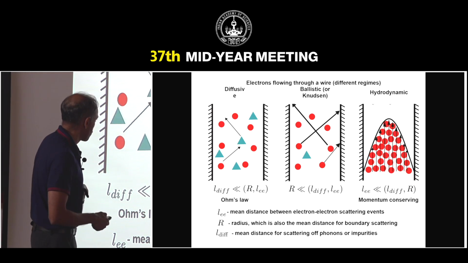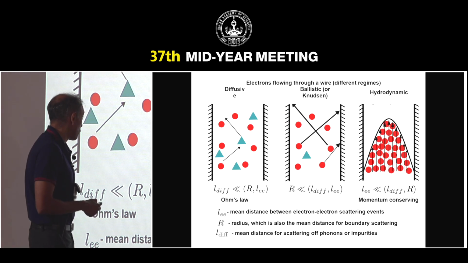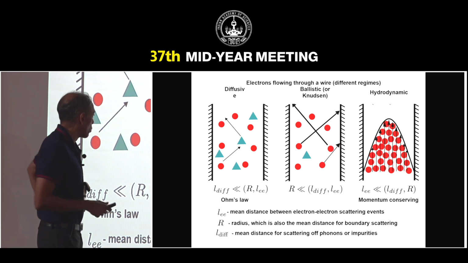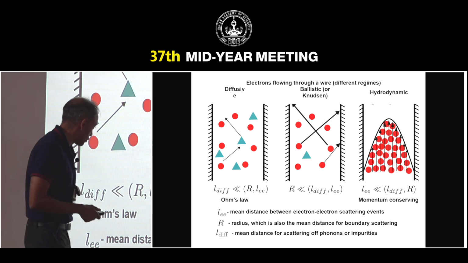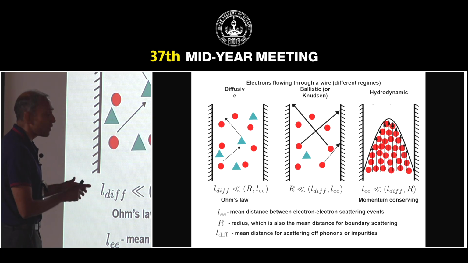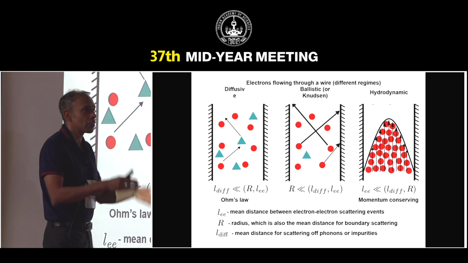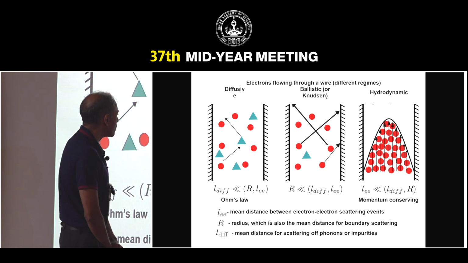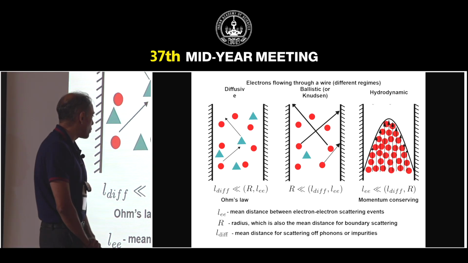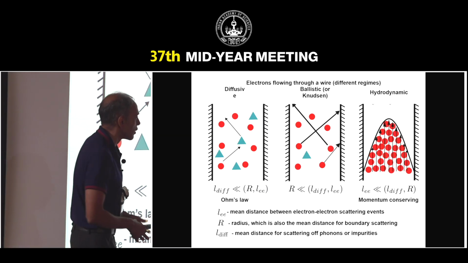Now, you can also have a situation, which I'm not really going to be talking about, in which the electrons flowing through the wire are mainly bouncing off irregularities in the walls of the wire, something that's called ballistic or Knudsen flow. The operative length scale in such a situation is the radius of the wire. And then finally, if you want electrons to flow as water does through a pipe, the operative length scale is this length scale L_ee, which is the mean distance between electron-electron scattering events, the mean distance that an electron travels before it collides with another electron.